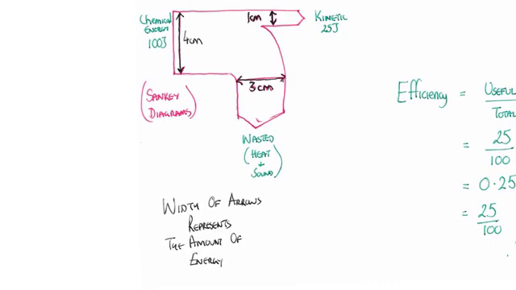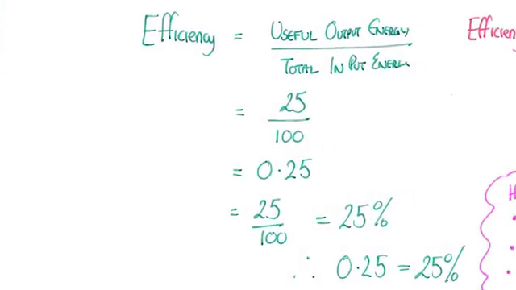You can do an equation for this, which is the efficiency. You may be asked to work out the efficiency of a machine. This formula is given to you in an exam: efficiency is useful output energy divided by total input energy. In this case, the useful output energy is the 25 joules of kinetic energy. The energy we gave to it was 100 joules, the input energy, so it's 25 divided by 100, which gives you 0.25.